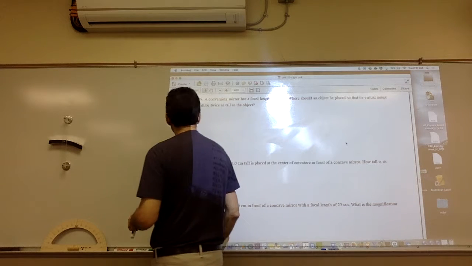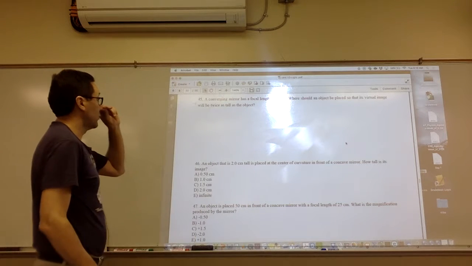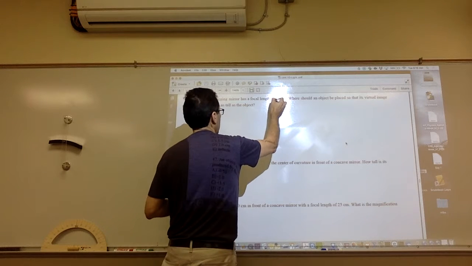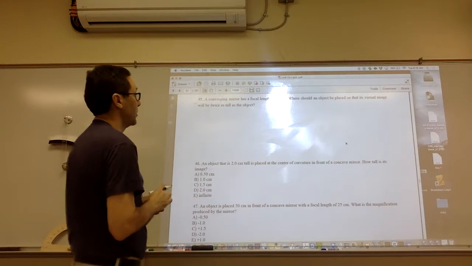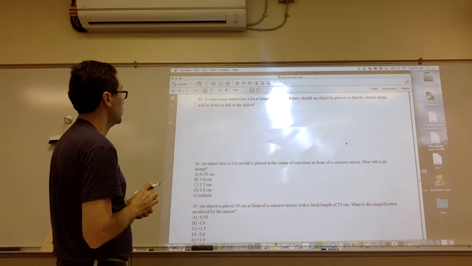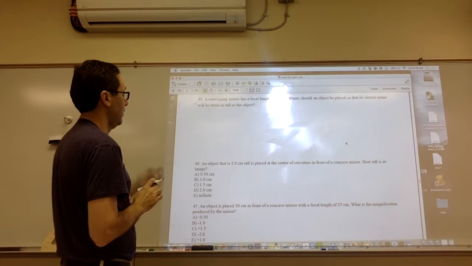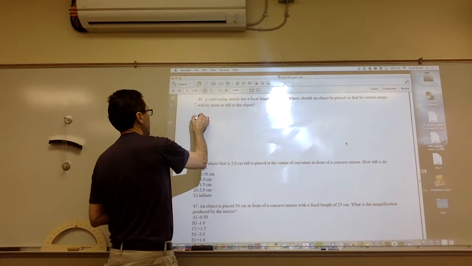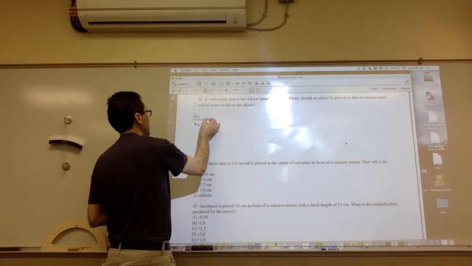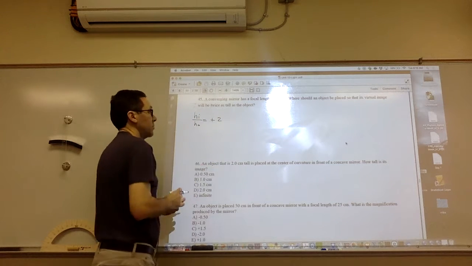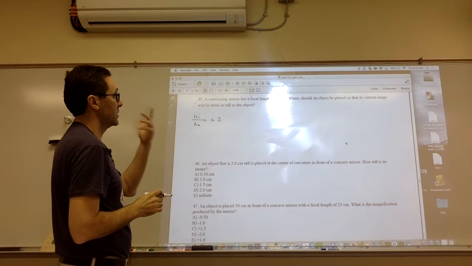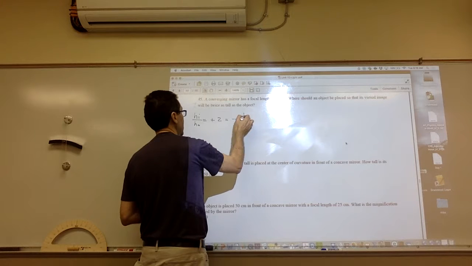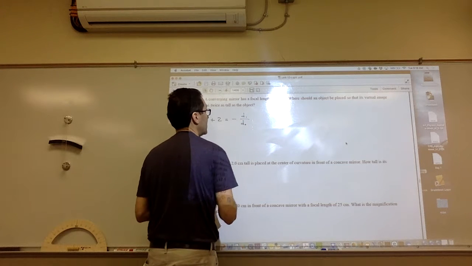Okay, let's look at 45. A converging mirror has a focal length of 20 centimeters. That's a positive 20. Where should an object be placed so that its virtual image will be twice as large as the object? So hi over ho equals positive 2. It's a positive 2 because it's virtual, which means it's going to be upright. And this is also equal to negative di over do.